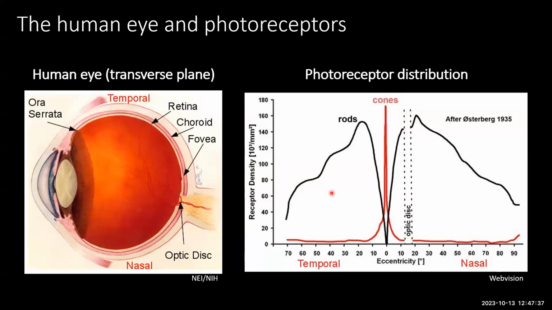These cells are distributed pretty heterogeneously across the eye, as shown in the diagram on the right-hand side. Zero degrees eccentricity corresponds to the fovea, which is just opposite the lens. Eccentricity then increases going around to the ora serrata, either nasally or temporally. You can see that cones are very densely packed in the fovea and then drop off pretty rapidly as you move towards the ora serrata, whereas rods are absent from the very center of the fovea, the foveola, and then increase in density as you move towards about 20 degrees eccentricity and then drop off more gradually. So the fovea is cone dominated, and the rest of the retina is rod dominated.